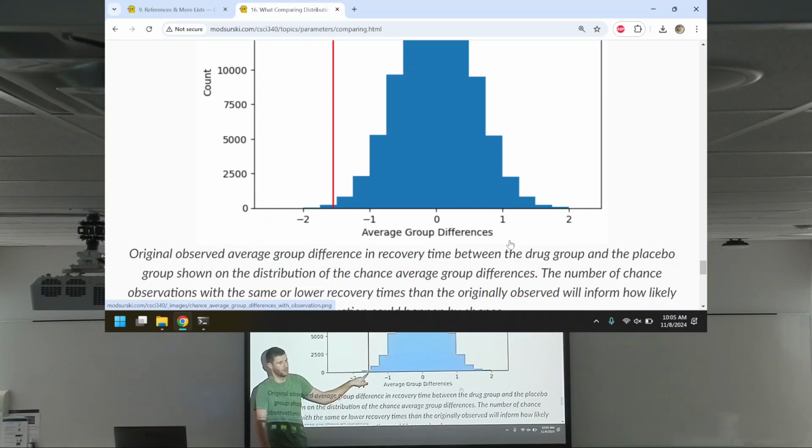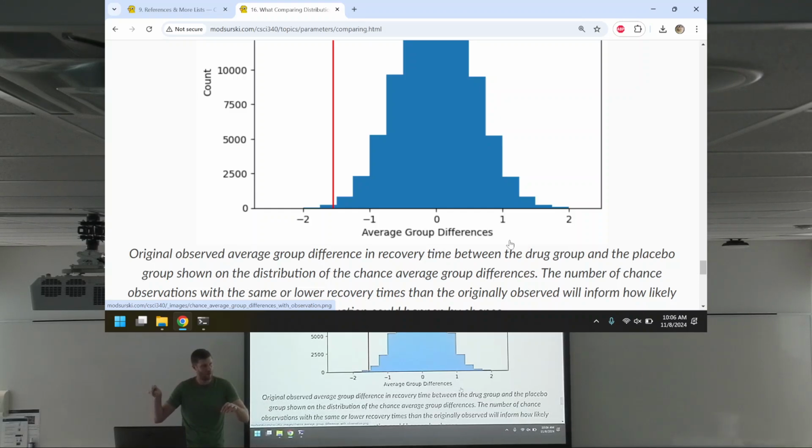My group could have been dumb luck, it could have been. But this is what I observed. So, out of 1,000,000, how many combinations would there have been that have a difference of minus 1.6 days or better? What are the odds that what I observed happened by chance? Very small.